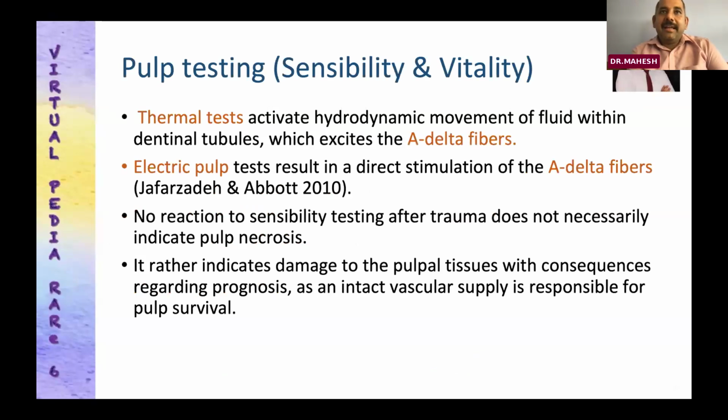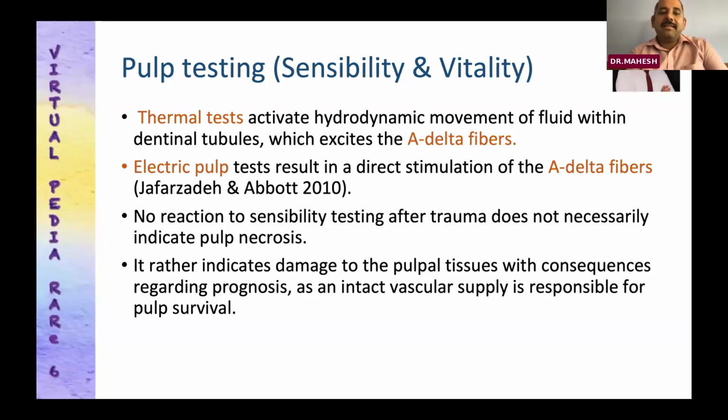So if a patient comes to you with a non-vital or necrotic pulp with an open apex, how do you go ahead and do it? Initially we test the vitality of the pulp. There are basically two types of testing. Either you test using a thermal test or electric pulp test, or other tests like the blood flow of the pulp. The thermal test activates the hydrodynamic movement of the fluid within the dentinal tubules, which is going to excite your A delta fibers.